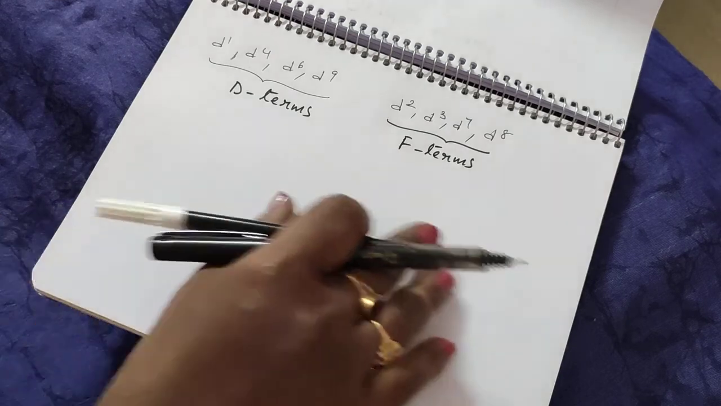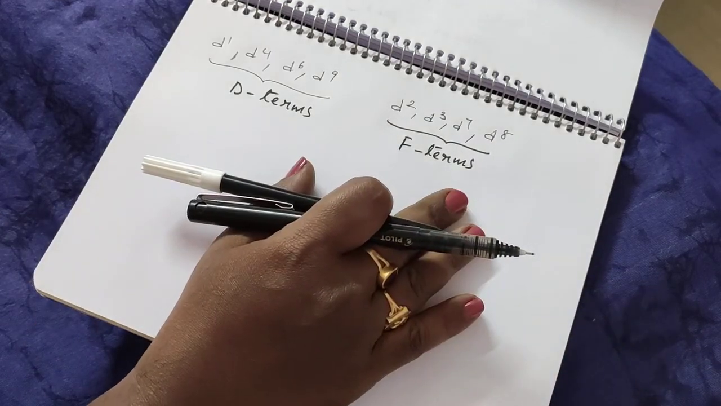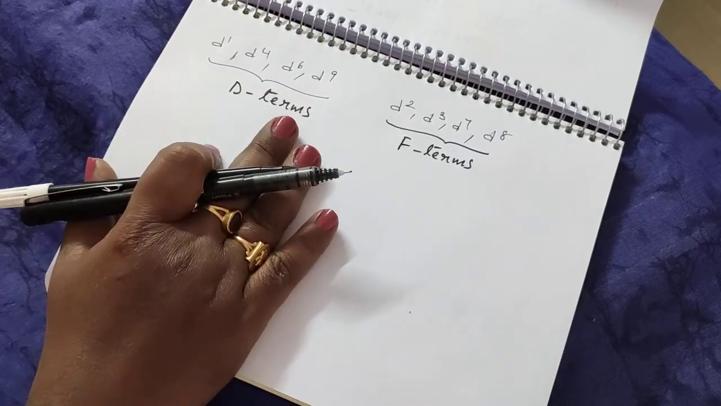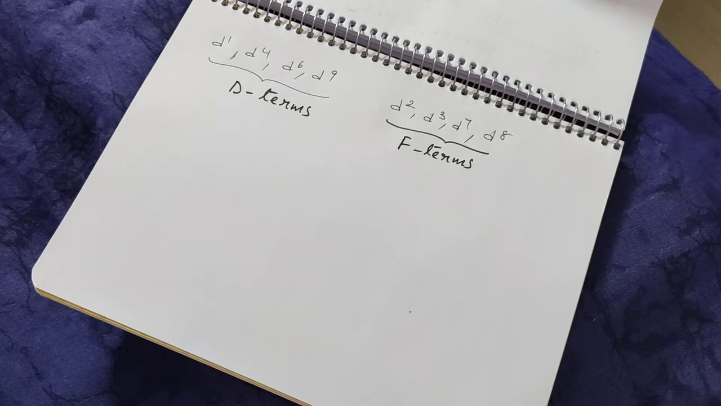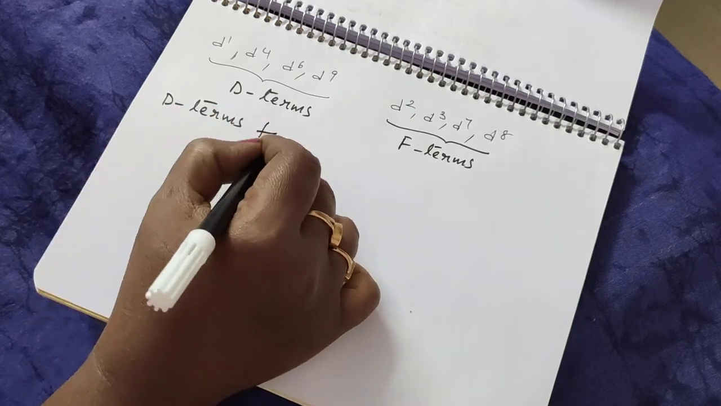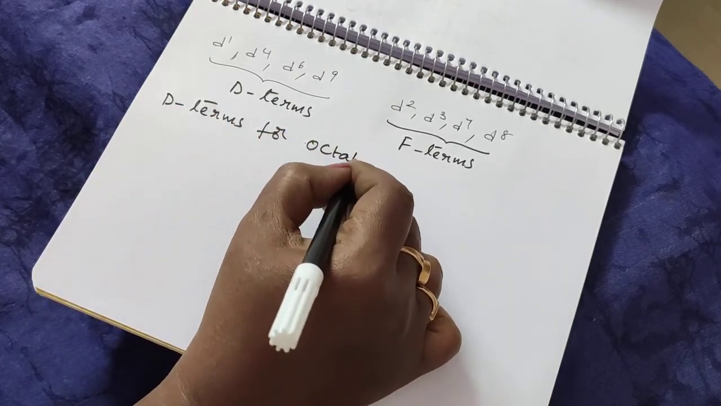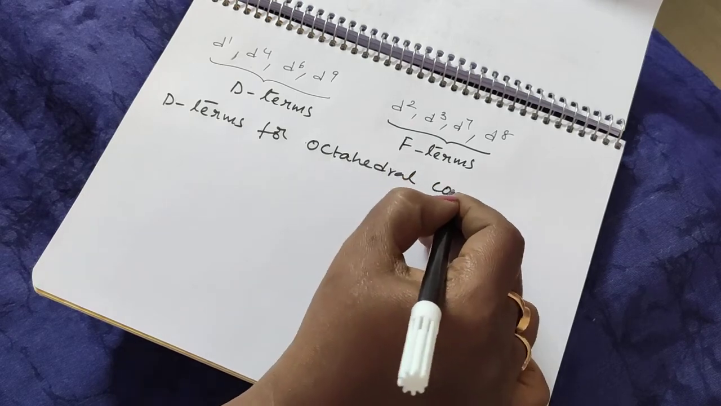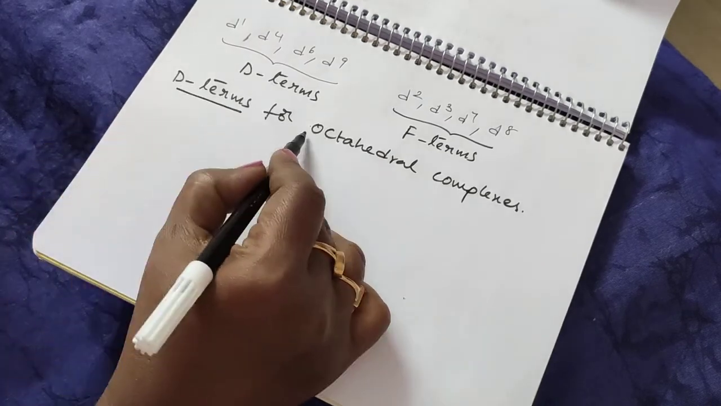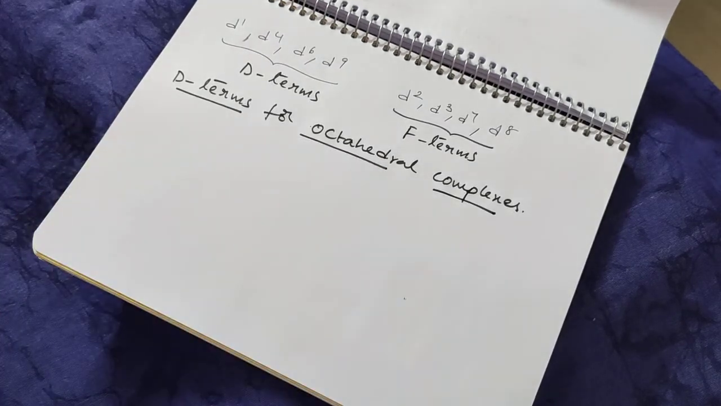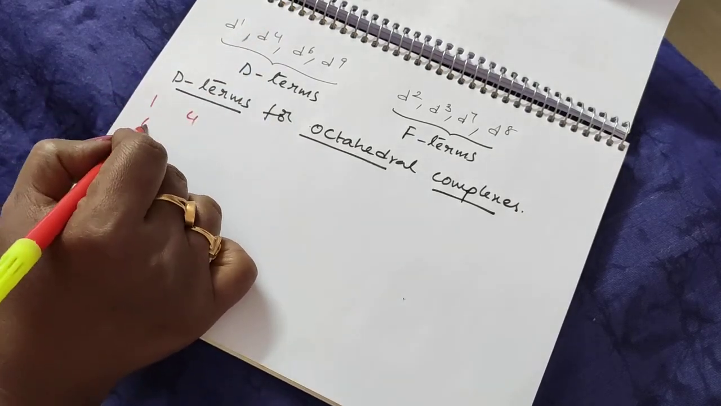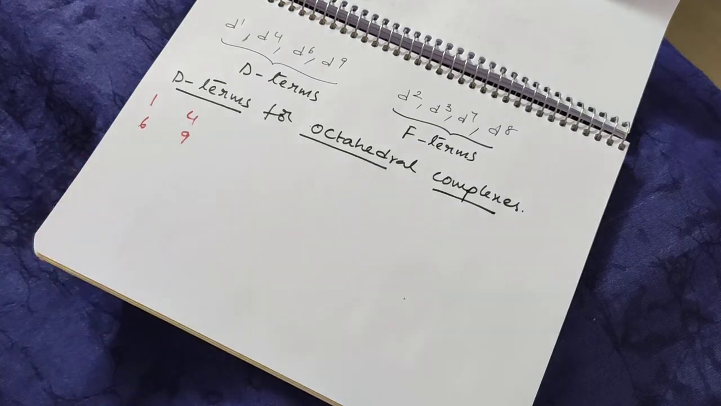So here we have to focus on the D terms first, for octahedral complexes. What are the terms here? 1, 4, 6, 9.